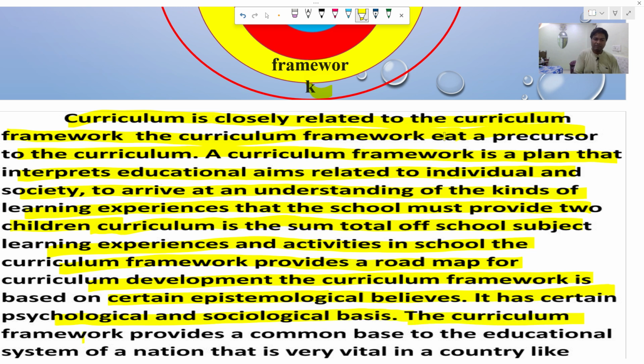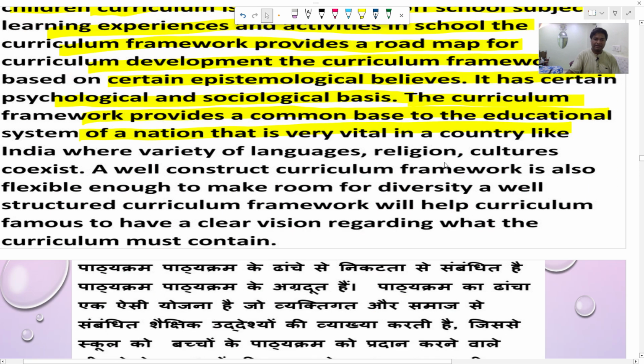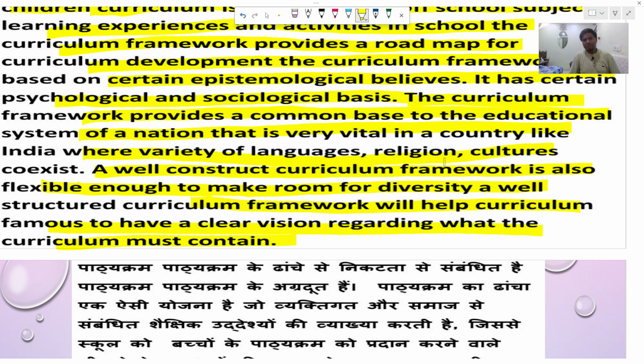The curriculum framework provides a common base to the educational system of a nation, that is very vital in a country like India, where varieties of languages, religion, culture coexist. A well-constructed curriculum framework is flexible enough to make room for diversity. A well-structured framework will help curriculum makers to have a clear vision regarding what the curriculum must contain. So it refers to the psychological and the sociological basis. It refers to the various types of religions and the cultures that coexist.